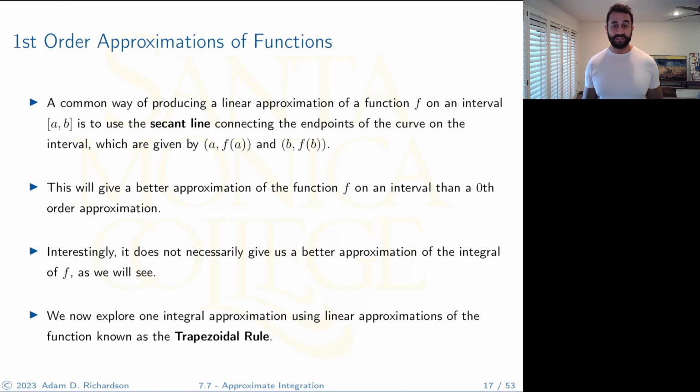So here's the interesting thing. This will give us a better approximation of the function than a 0th order one will, than a constant approximation. But it does not actually necessarily give us a better approximation of the integral, as we'll see. That's when we start talking about error bounds and what the errors associated with these approximations are. So now what we're going to do is we're going to use these linear approximations and do what's called the trapezoidal rule. So we're going to find the area of some trapezoids instead.